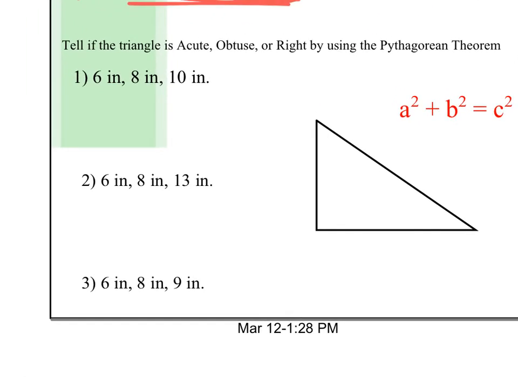I've got a little visual here that'll help too. Let's start with this first one. Here's what problems might look like today. Tell if the triangle is acute, obtuse, or right by using the Pythagorean theorem. Here's our old buddy, the formula. A squared plus b squared equals c squared.